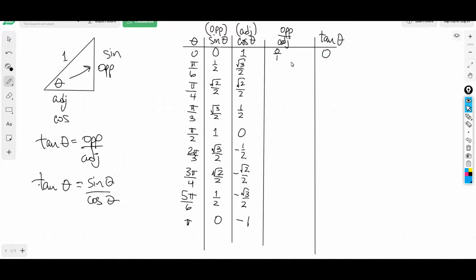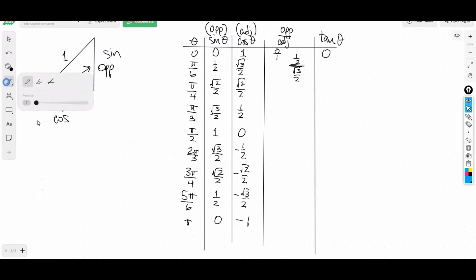My opposite here, I'm going to stagger it so that I can fit more in. 1/2 over square root of 3 over 2. I don't really like the way that looks, so I'm going to write that in. Okay. Sorry about that. So 1/2 over square root of 3 over 2.